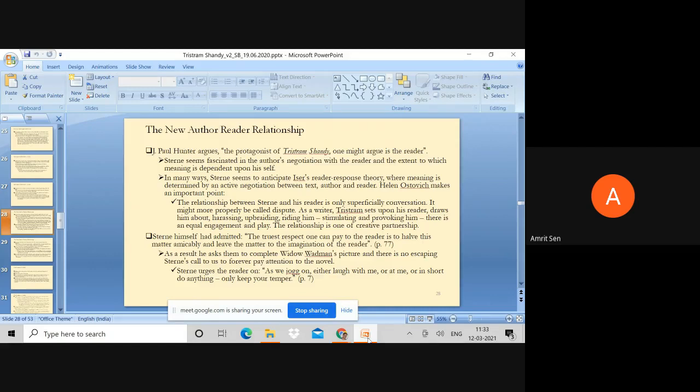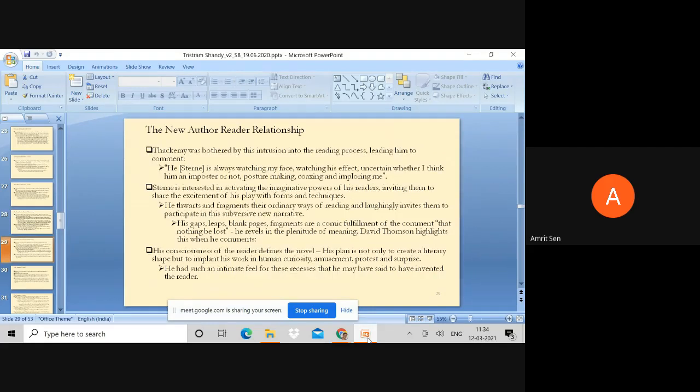And therefore, Sterne seems to anticipate Wolfgang Iser's theory of reader response, where Iser made the point that the meaning of a text is somewhere created in the middle ground between author and the reader, right? And therefore, the reader becomes a co-participant. Sterne had admitted that the truest respect one can pay to the reader is to halve the matter amicably and leave something to the reader's imagination. So that is a very important aspect of Sterne.